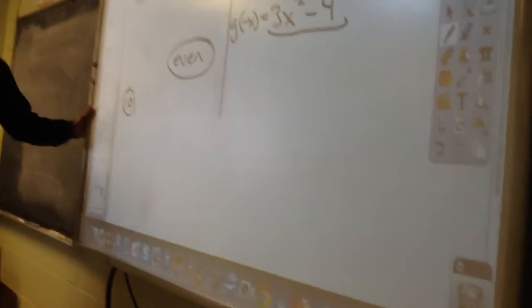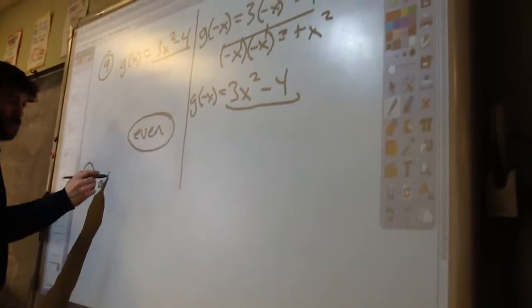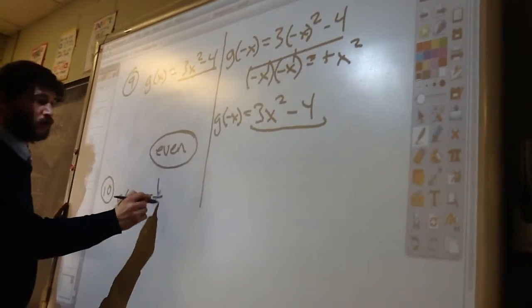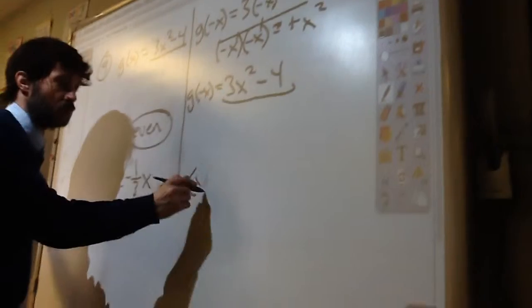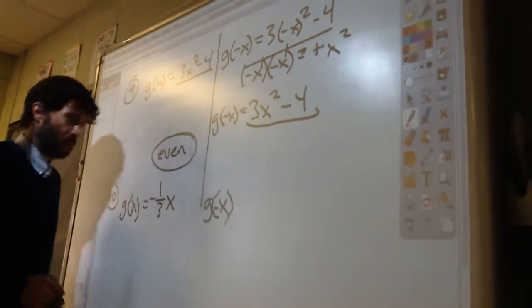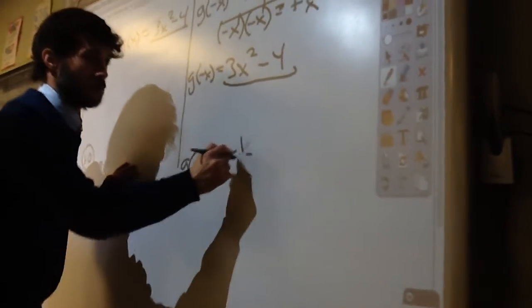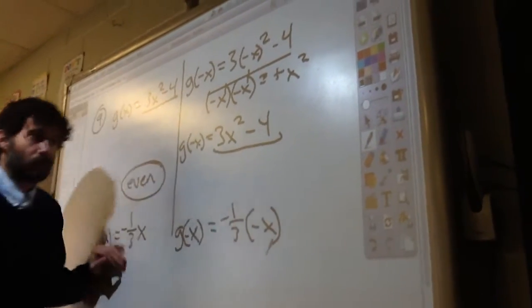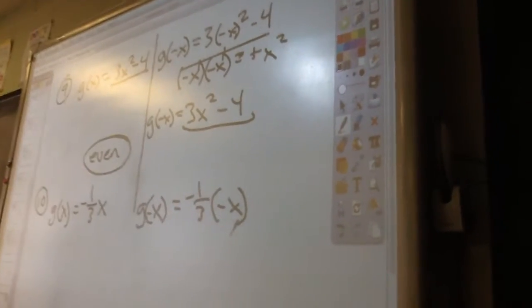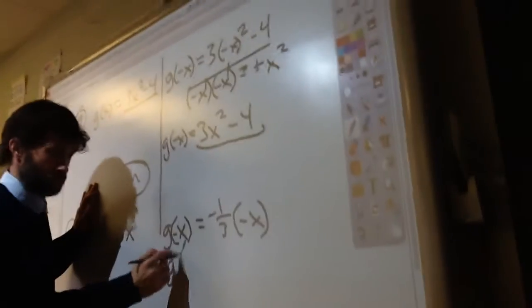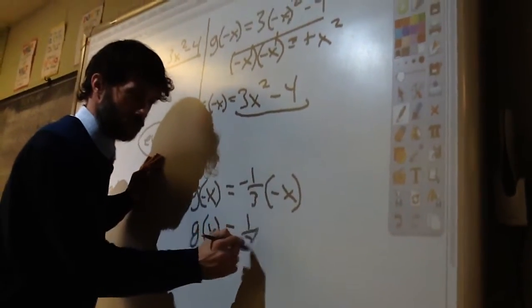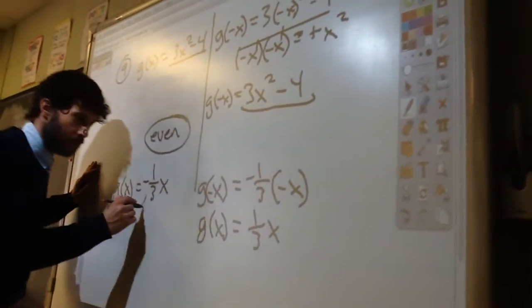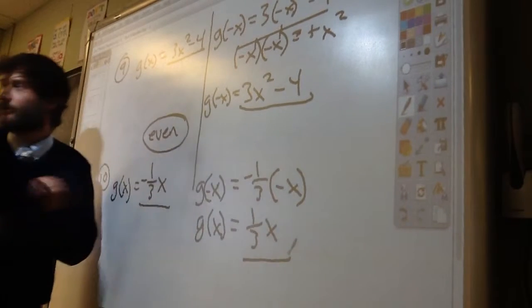Same deal. The procedure is exactly the same. I'm going to find g of negative x and compare it to g of x, and that'll help me determine if it's even, odd, or neither. So I'm going to plug in negative x. What's negative 1/3 times negative x? Be bold. 1/3 x. That's it. A negative times a negative is a positive. So this just equals 1/3 x. Compare this to this. Odd.